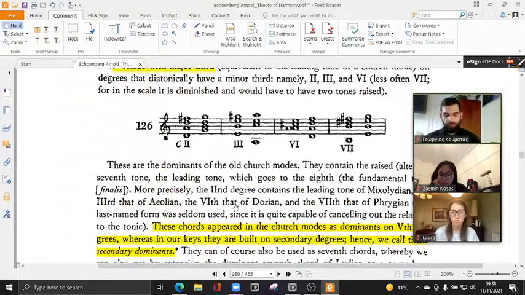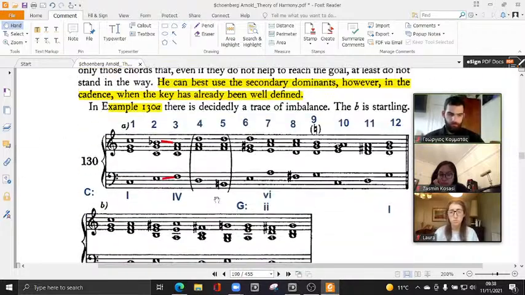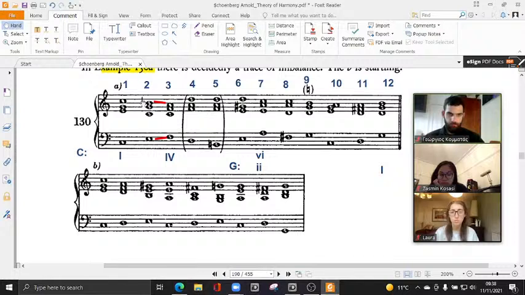Remember that the modes were then unified in just 2 modes, yes. So we can relate these to Lydian or Dorian, yes. If it's in Lydian, it's going to be the dominant of Lydian. If it's in Dorian, it's going to be the supertonic, the second degree, the E. This is going to become quite important after when we start to learn about regions, the region of the Dorian, the region of the Lydian.